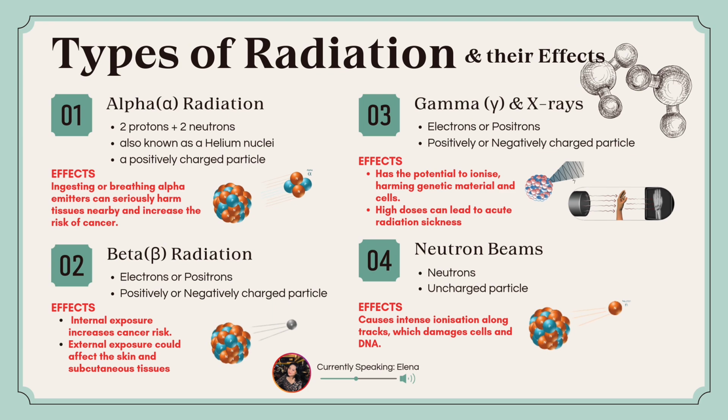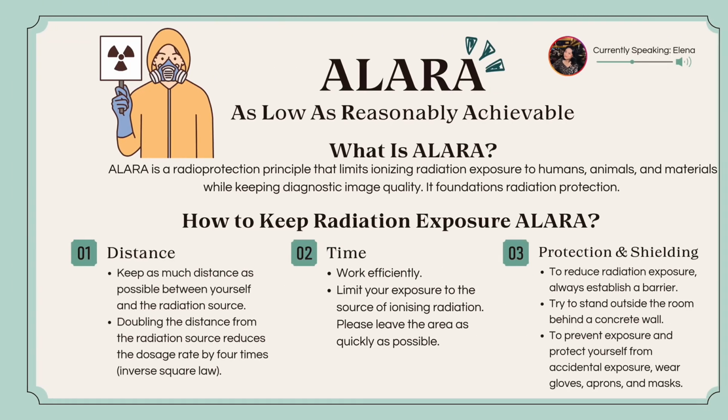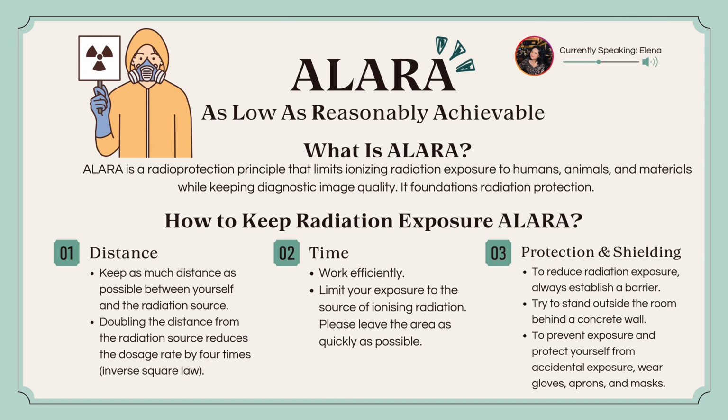The last type of radiation is neutron beams. Neutron beams consist of neutrons, which are uncharged particles, which can cause intense ionization along tracks, which damages the cells and DNA. ALARA stands for as low as reasonably achievable.